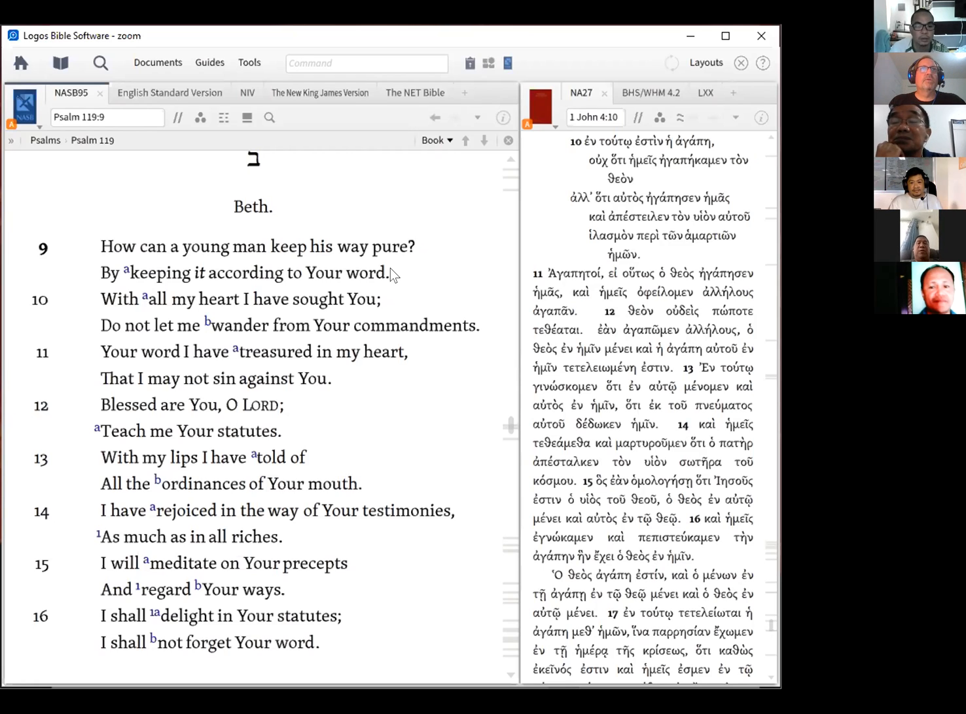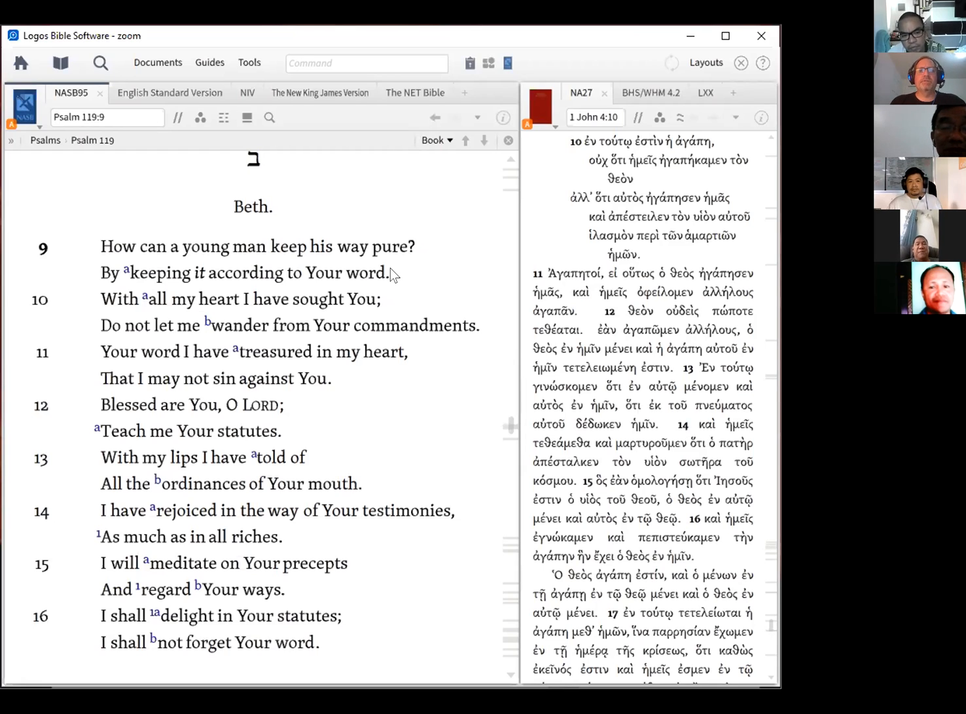I think the result of keeping the word. How can a young man keep his way pure? By keeping it according to your word. Yeah, it seems to be cause effect here, or purpose result. If it were illustrating, it might be something more like a specific example of how to keep your way pure.